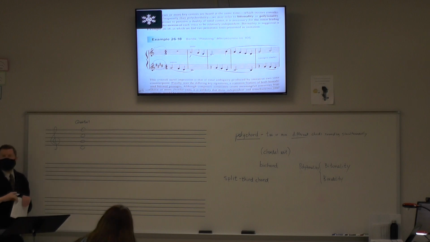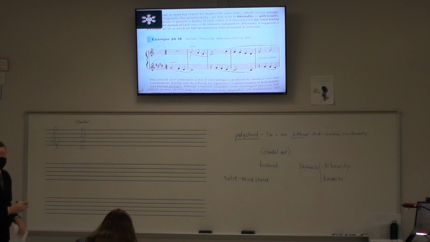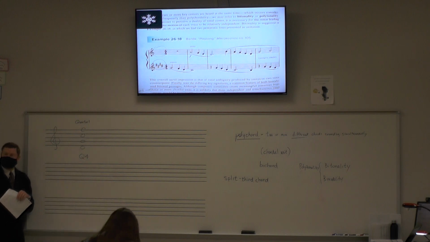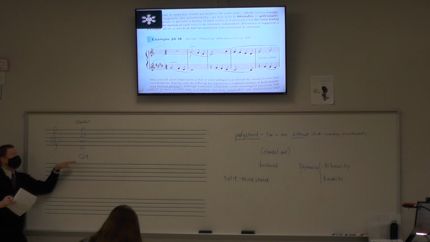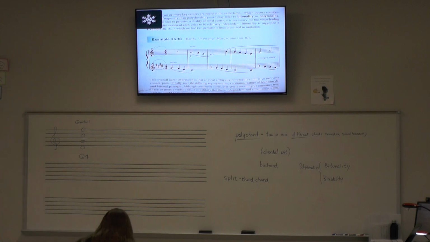Quartal, quart, meaning 4, obviously. And the analysis symbol that I'd like you to use for quartal harmonies when you find them is going to be this symbol, Q4. The book tells you to analyze it just as Q, but it's not specific enough because we're going to find chords that are stacked in fifths, and those are called quintal harmonies. Q4 for quartal harmony.